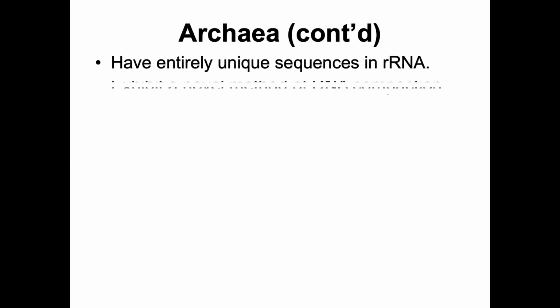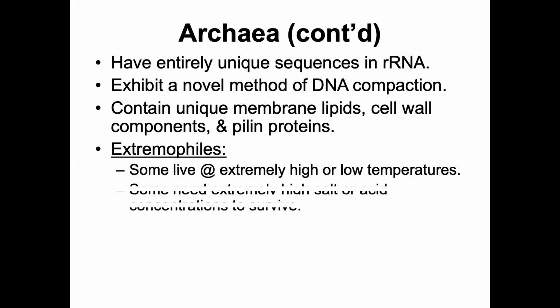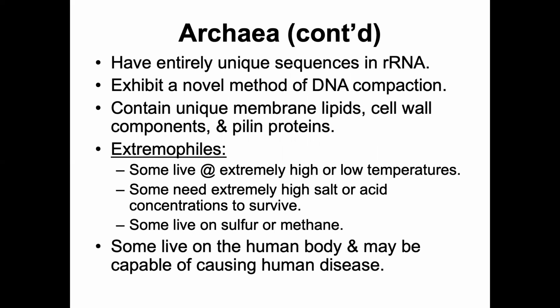Okay. Now, the thing about archaea is that they have some unique properties, right? They have a novel method of compressing their DNA. They have unique membrane lipids and cell wall components. But the main thing about them is they really like extreme environments, such as very cold, very hot, very acidic, very basic. You name an extreme environment, you're going to find an archaea that lives there.